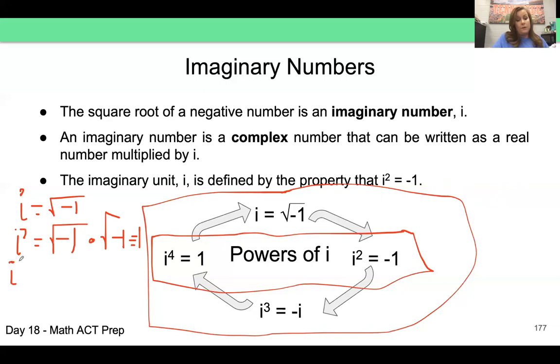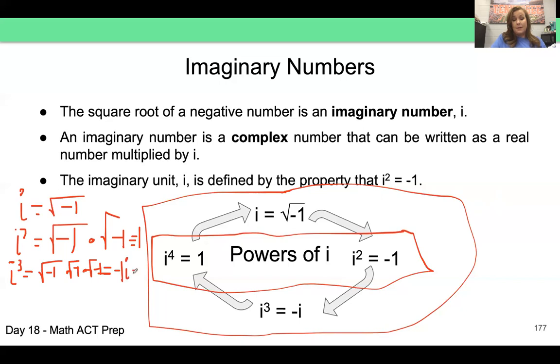And i cubed, okay, totally forgotten what it is, but I know that is the square root of negative 1 times the square root of negative 1 times the square root of negative 1. And I already know that the square root of negative 1 times the square root of negative 1 is negative 1. I got this guy left over by himself. Well, that's an i.